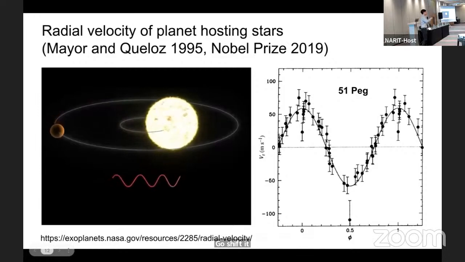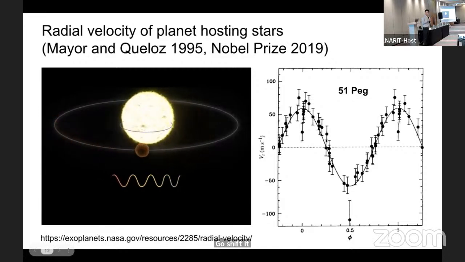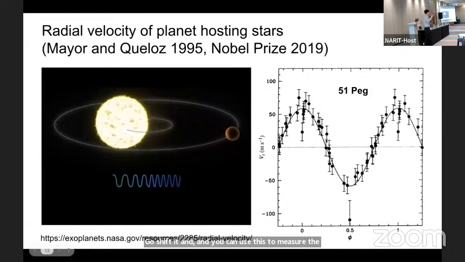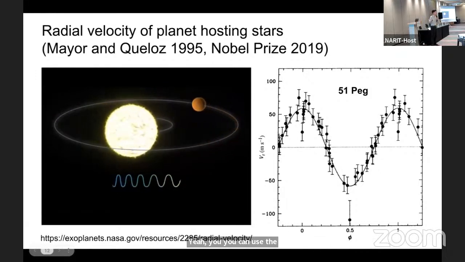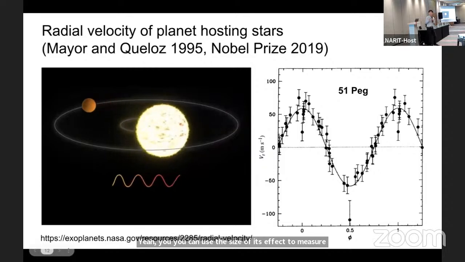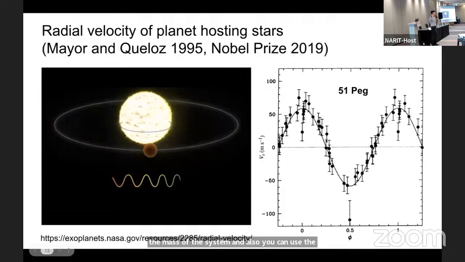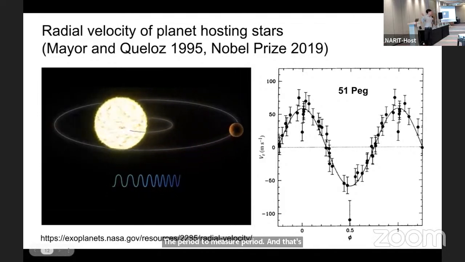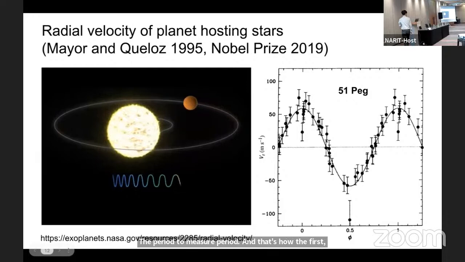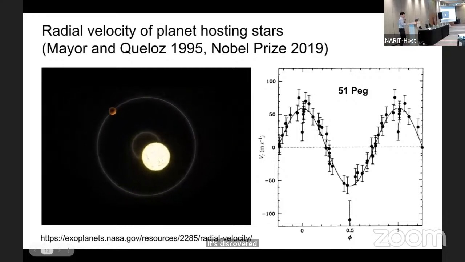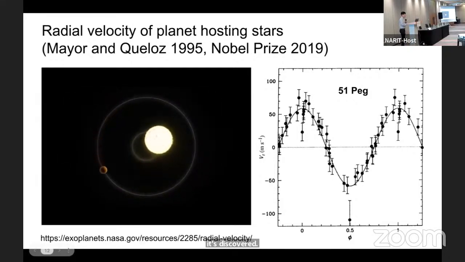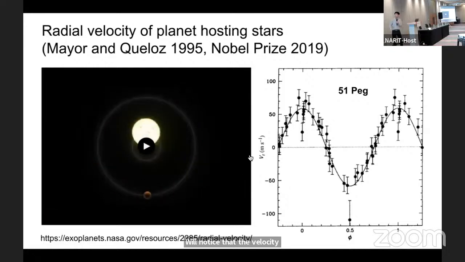And you can use this to measure the mass of the system, and also you can use the period to measure the period of the system, and that's how the first exoplanet was discovered. We will notice that the velocity required to make this measurement, if you see on the y-axis here, is meters per second, about 50 meters per second.